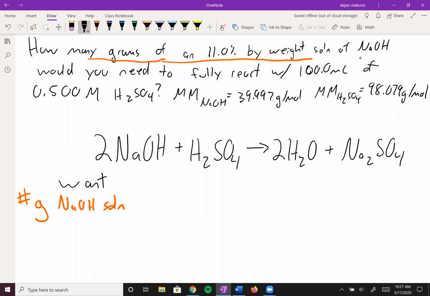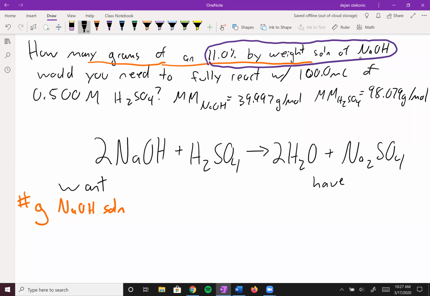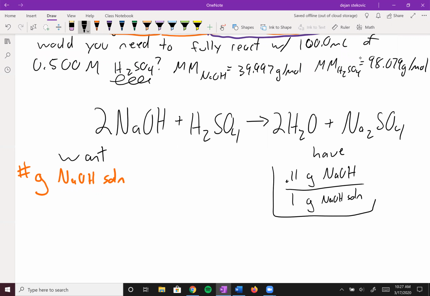Then we can look at what we have. The first thing is that it's an 11% by weight solution of sodium hydroxide. If you remember from the last video, we can rewrite this as a conversion unit: 0.11 grams sodium hydroxide over 1 gram of sodium hydroxide solution. Here I'm indicating what type of solution because we have two different types: the sodium hydroxide solution and the sulfuric acid solution. So there's one of my conversion units.